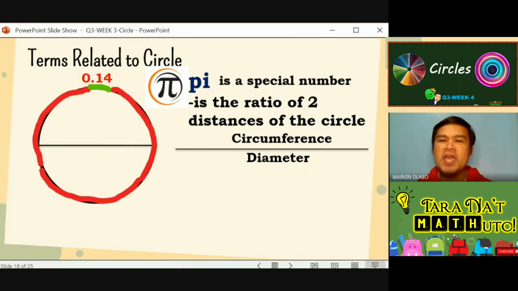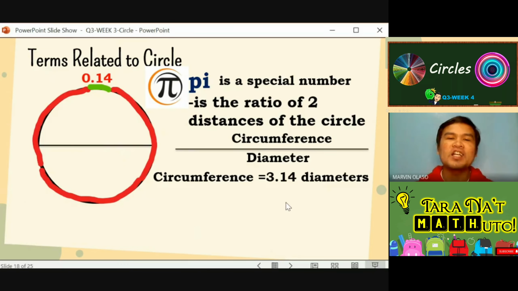So, it means that the circumference of a circle is equivalent to 3.14 diameters or units. Nakakaintindihan tayo, ha? 3 and 14 hundredths. So, yan po ang equivalent ng isang buong circumference. So, that means it is also the equivalent of pi na yan ang ginagamit natin.